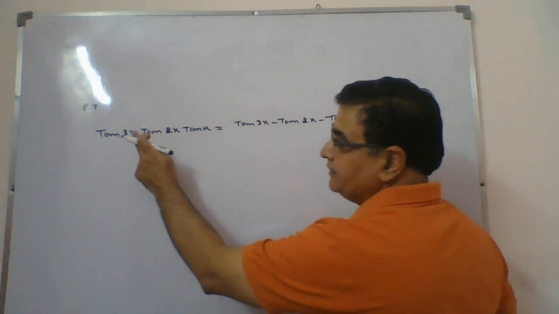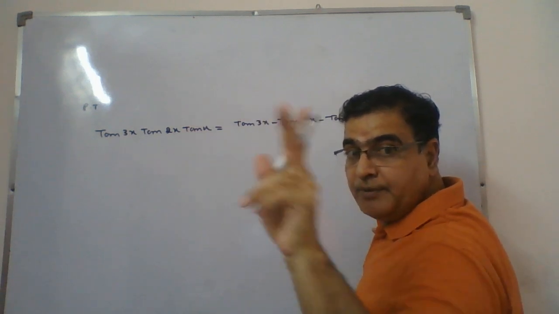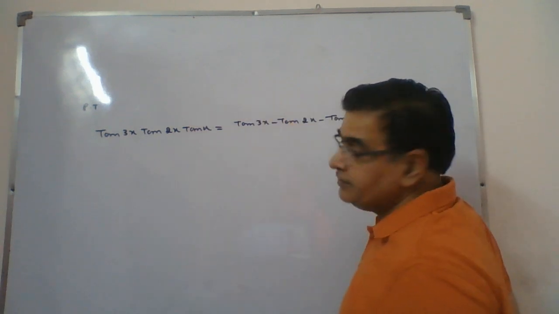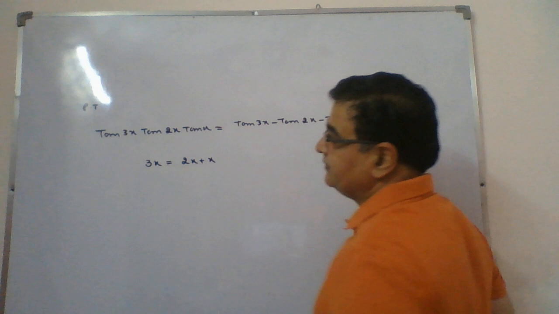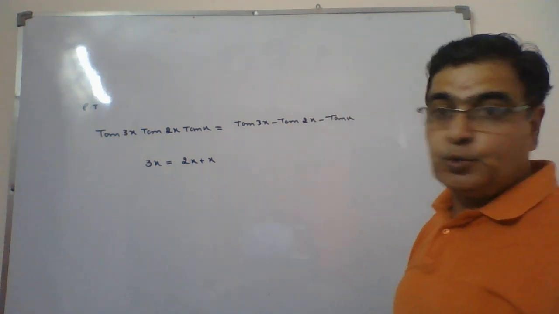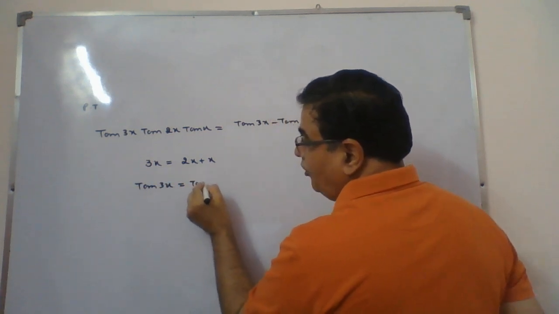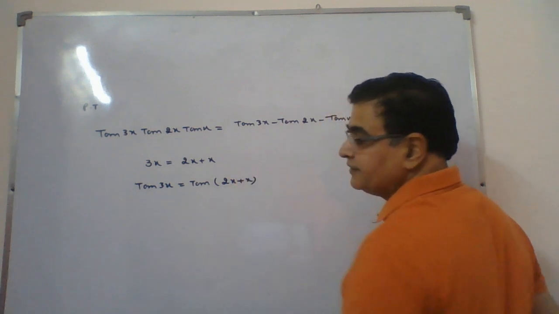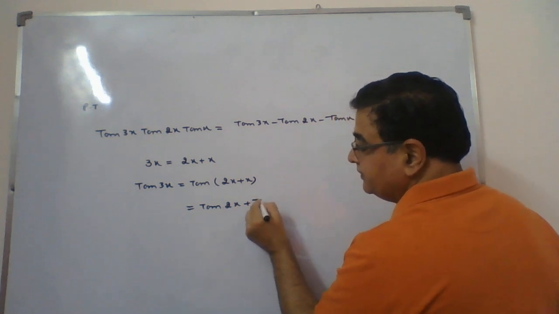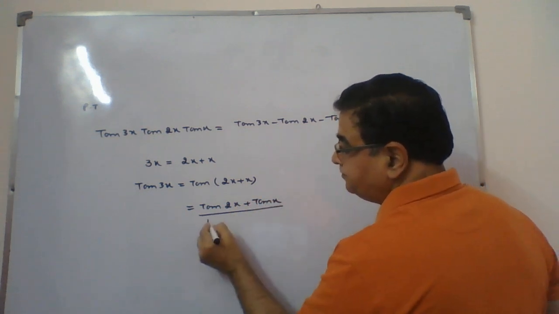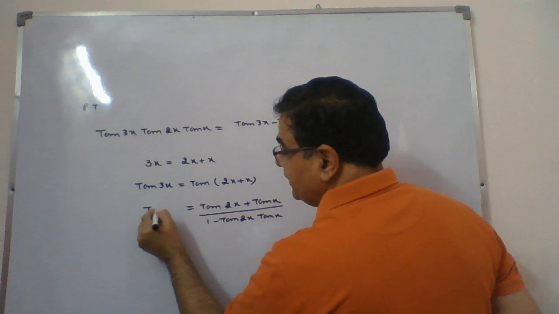How many angles are there? One is 3x, another is 2x, another is x. Just like in the previous question, A plus B was pi by 4, I started with tan. Same way now in this case, 3x is one angle and the other angles are 2x and x. So I start: 3x is equal to 2x plus x. Then I'll start with tan 3x will be tan of 2x plus x. Now when you solve it, it will come out to be tan 2x plus tan of x by 1 minus tan 2x tan of x. And this is simply tan 3x.